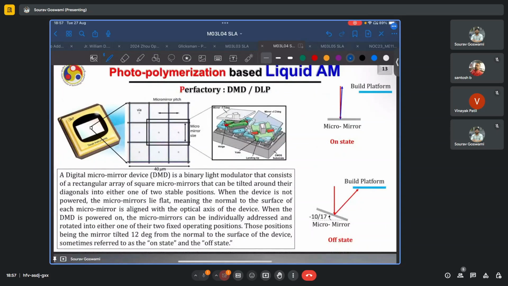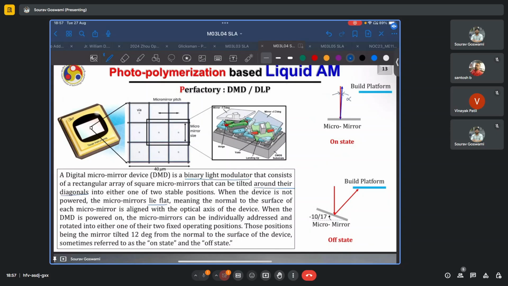Here we have a schematic. So a digital micromirror device is a binary light modulator that consists of a rectangular array of square micromirrors that can be tilted around their diagonals into one or two stable configurations. When the device is not powered, the micromirrors lie flat, meaning that normal to the surface of each micromirror is aligned with the optical axis, or there might be a very small angle, as we can see here.